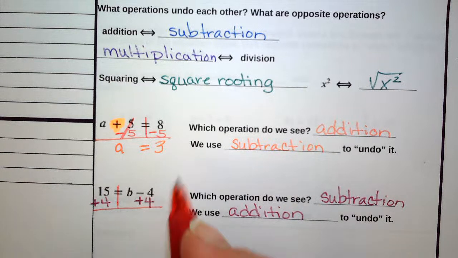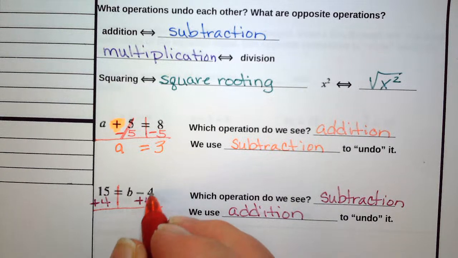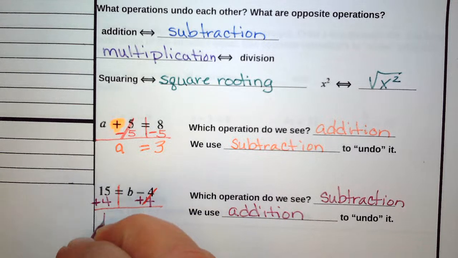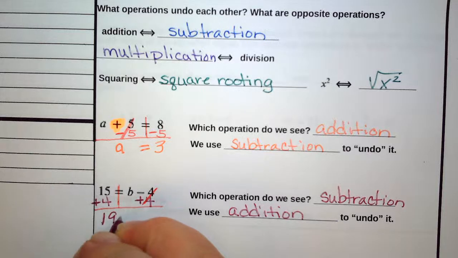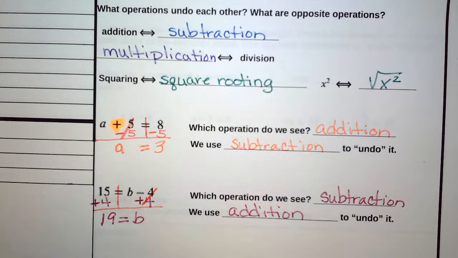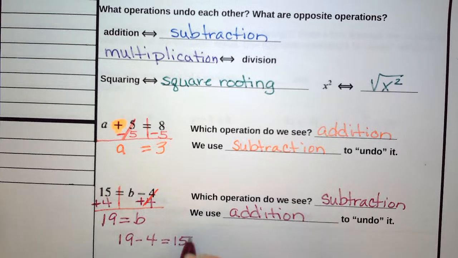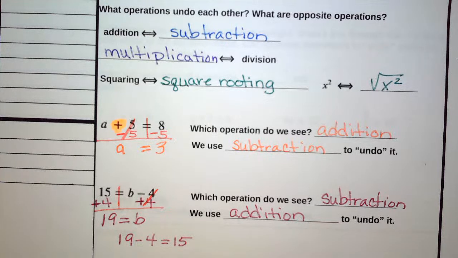So as we're looking, negative 4 plus 4 is 0. I've zeroed it out on that side. 15 plus 4 is 19. 19 is equal to b. Now, if we want to check, I would put the 19 minus 4 and I get 15. I've checked it and that is the correct answer.